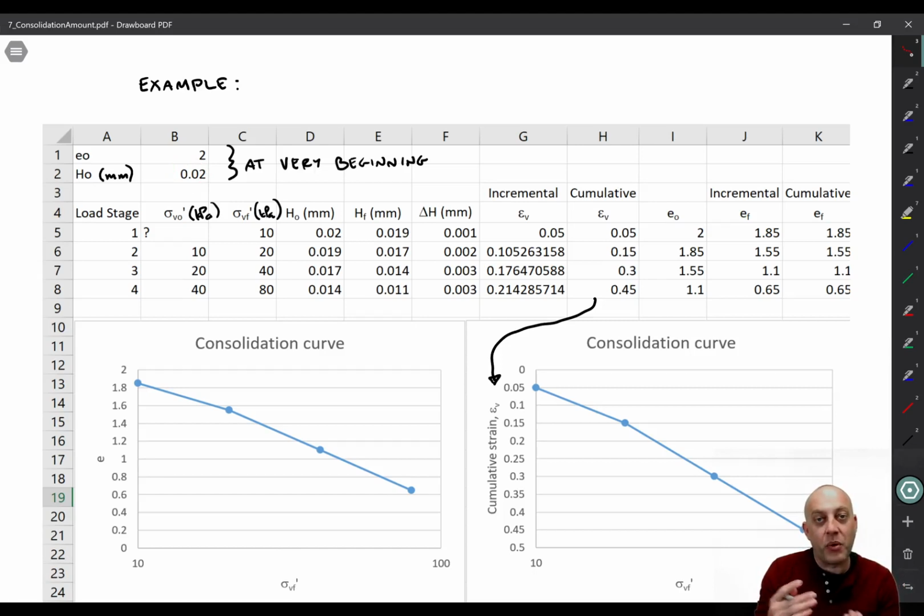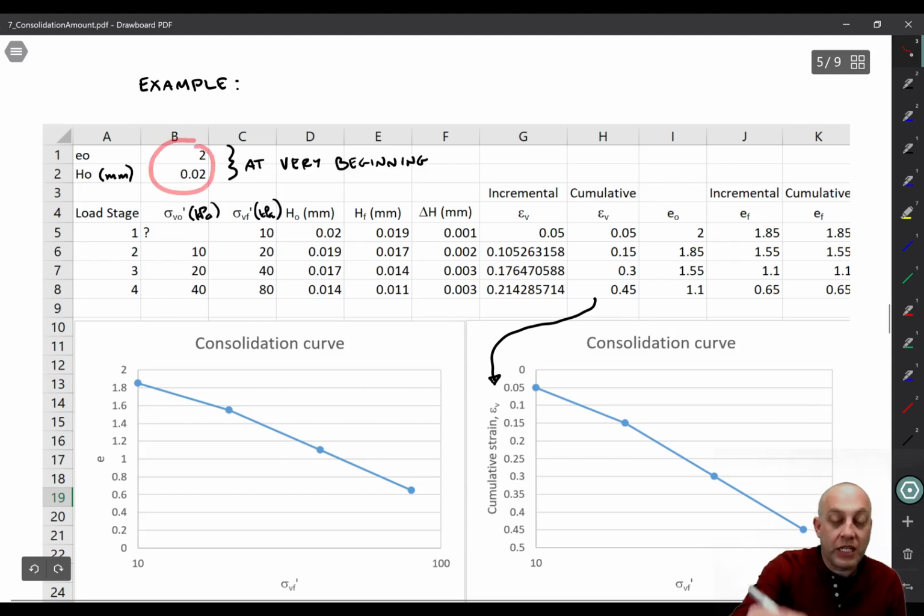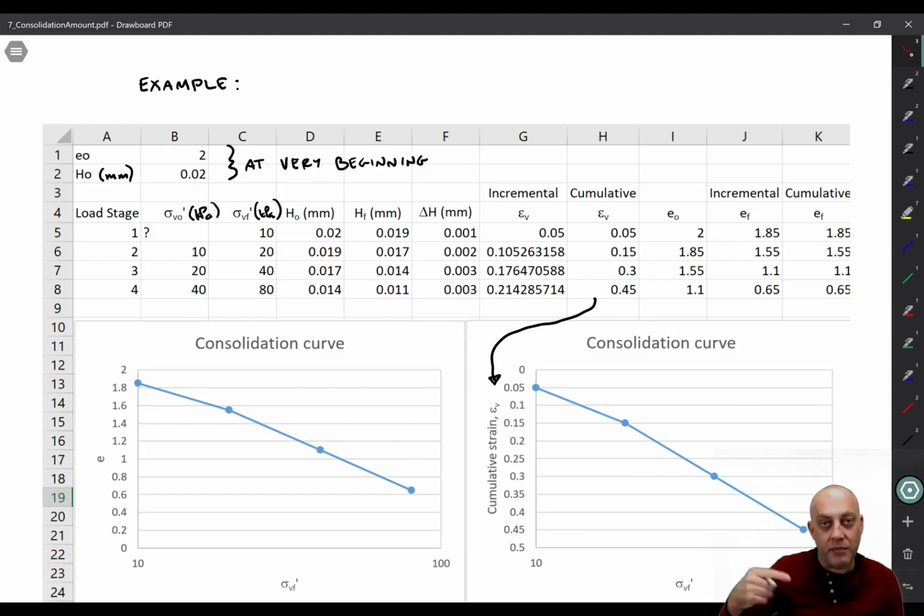So it's just a point of reference issue. And usually we pick the point of reference to be at the very beginning of load stage 1 rather than updating it for each load stage. But I did want to show that you get the same final void ratio either way.